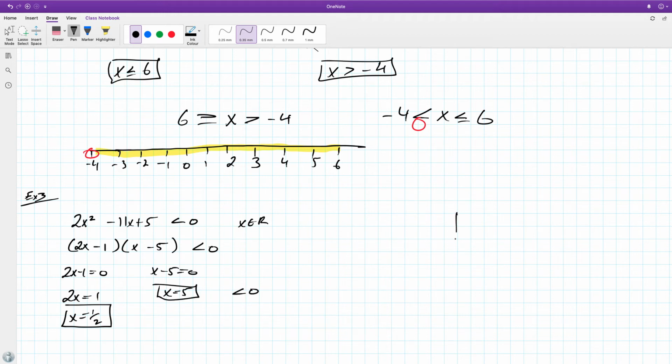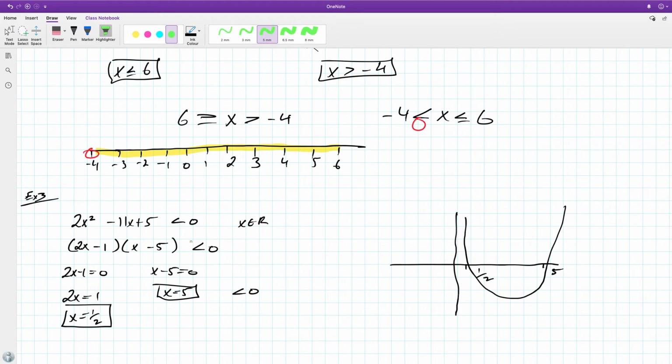Out you come to the side, draw your little graph. Just a rough little sketch. Put your points there. There is my half. There's my 5. U-shaped or N-shaped? U. It's not always U, be careful. There's my U-shaped graph. Is it greater than 0 or less than 0? Less than 0. If it's less than 0, it's below the line, so it's inside here. If it's inside there, x is less than 5 and greater than a half. Is that okay?